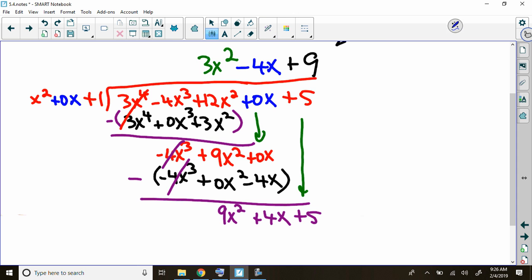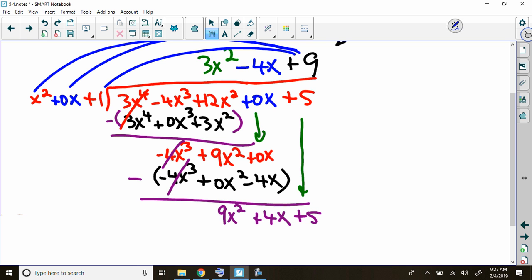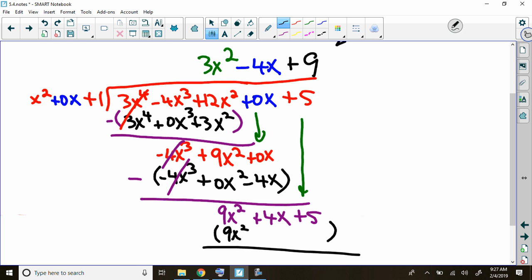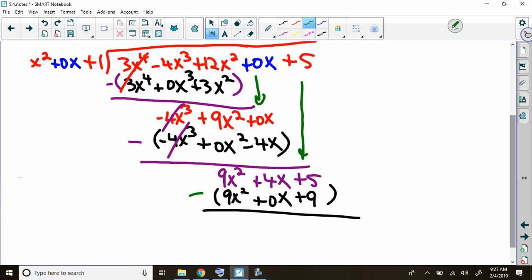And again, we multiply now. Multiply that by that, that by that, that by that. We're going to multiply all that, so we're going to get another trinomial. 9 times x squared is 9x squared. 9 times 0x is 0x. 9 times 1 is 9. And we subtract. 9x squared minus 9x squared, those cancel. 4x minus nothing is 4x. 5 minus 9 is negative 4. So our remainder is 4x minus 4.